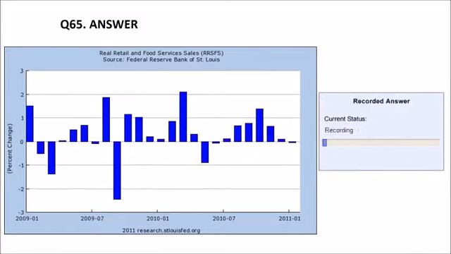This graph represents the percent change in real retail and food services sales in the city of St. Louis from year 2009 to 2011. The year of 2009 started with positive trend followed by few negatives. The highest negative change was reported for the second quarter of 2009. In year 2010, the trend stayed positive most of the time.